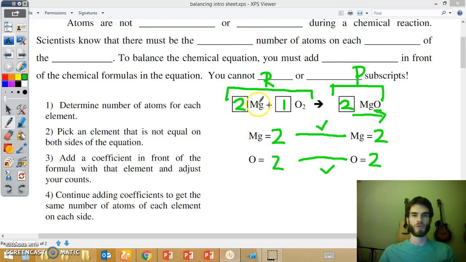So let's see, we have 2 magnesiums here. Okay, 2 magnesiums. We've got 1 times 2 is 2 oxygens here. Okay, so 2 oxygens, that's all right. What about this? We've got 2 magnesiums and 2 oxygens. Okay, so that's right as well. Good, it looks like that problem is balanced.